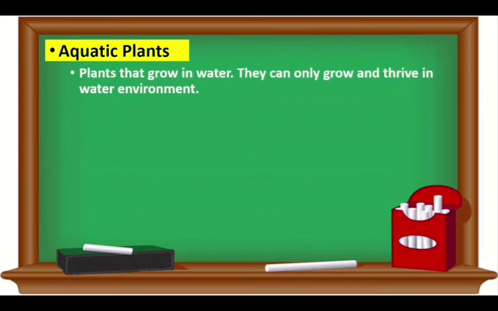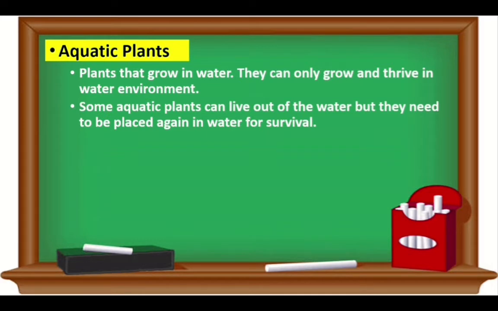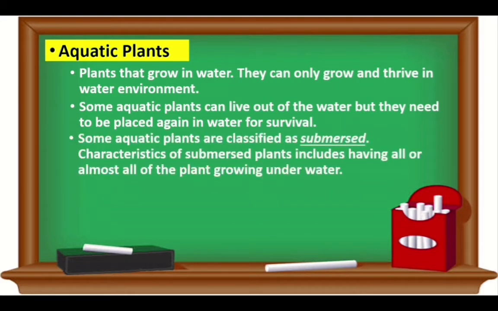Aquatic plants grow in water. They can only grow and thrive in a water environment. Some aquatic plants can live out of the water, but they need to be placed again in water for survival. Some aquatic plants are classified as submersed. Characteristics of submersed plants include having all or almost all of the plant growing underwater.